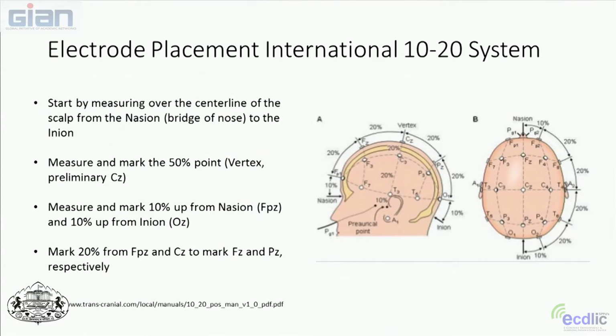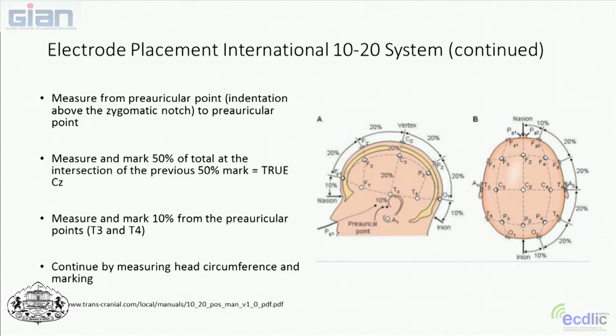That's the vertex of the head. So after you measure Cz, then you measure and mark 10% up from the nasion, 10% up from the inion. And you continue, then you measure and mark 20%, and you continue to do these 10 and 20% measurements. This is why it's called the 10-20 International Placement System. So you can sort of see how they're getting an even distribution over the head here.